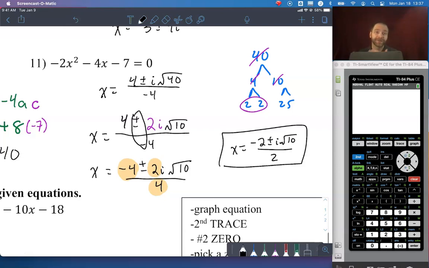Notice simplifying radicals is going to fall into place whenever we're doing that. Notice when you have an i, it happens when you have a negative discriminant. And if your discriminant is a perfect square, the square root goes away.